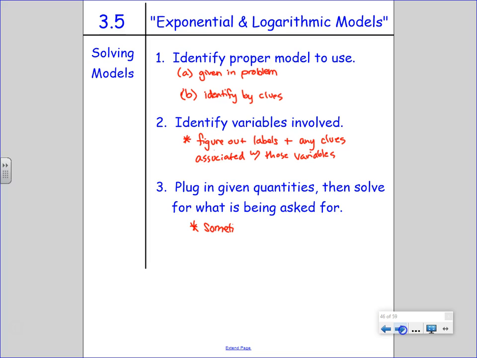Sometimes you need to plug in different values separately. What that means is sometimes they might give you more than one clue from more than one point in time or more than one situation. I guess the situations should stay the same. But more than one data point.